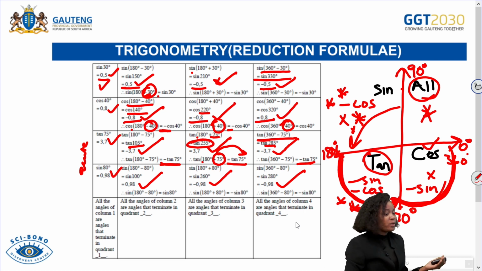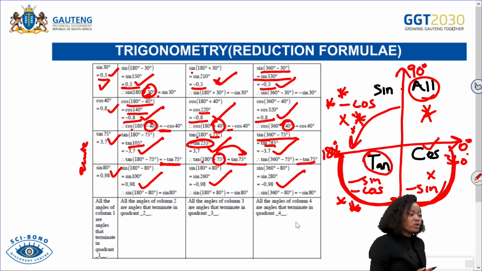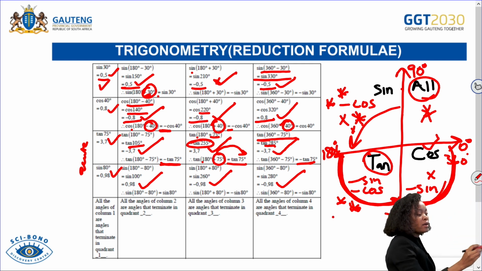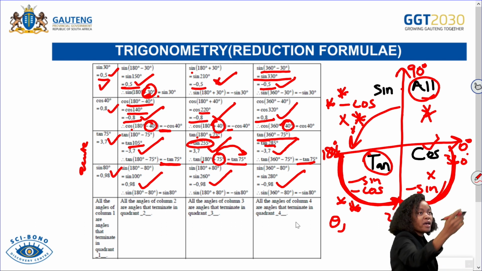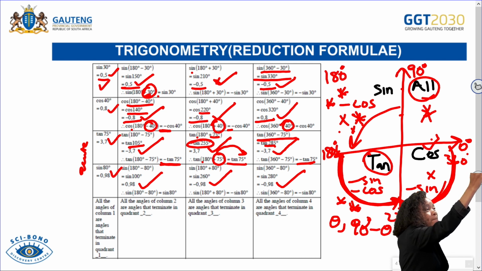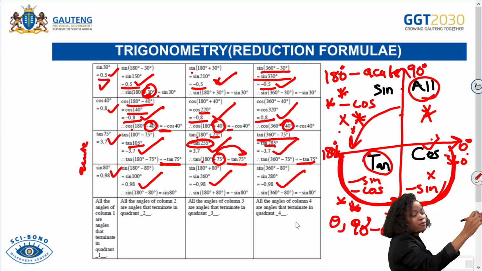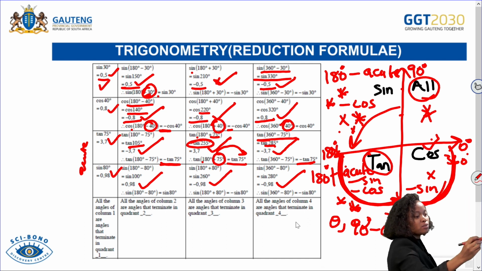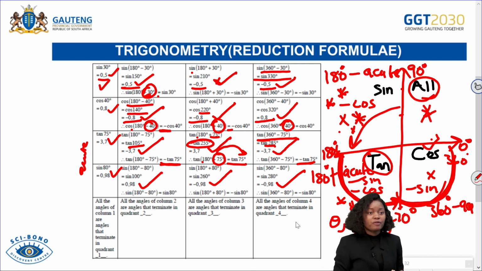Okay, so what does this tell you? It tells you that whenever you are trying to reduce your trig ratio, you need to always say, if your angle is in this quadrant, it's just theta, or you can say it's 90 degrees minus your theta. If your angle is in the second quadrant, you will have 180 degrees minus that particular acute angle. If your angle is in the third quadrant, you say 180 degrees plus that acute angle. And if your angle is in the fourth quadrant, you will say 360 degrees minus that particular acute angle. Okay, let's move along.